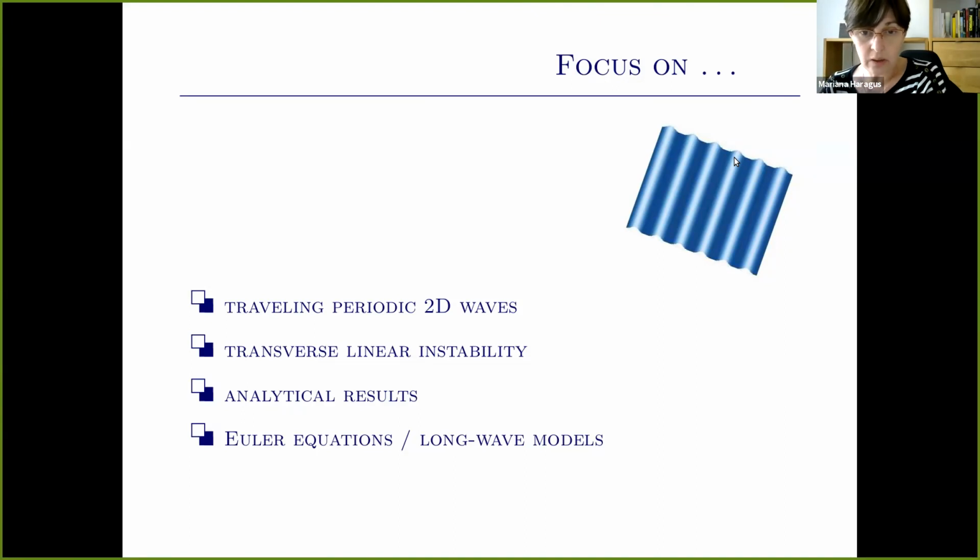And the question I want to discuss is that of their transverse linear instability. So the instability of these waves with respect to perturbations which are three-dimensional. I will only focus on analytical results, on linear instability, and as I said, on results for the Euler equations, but as predictions, I will also discuss some results for some long wave models.